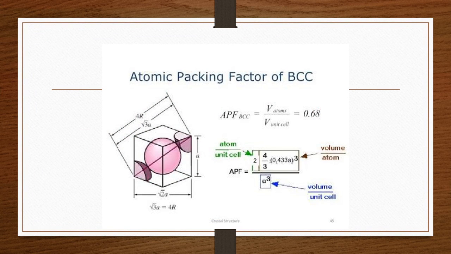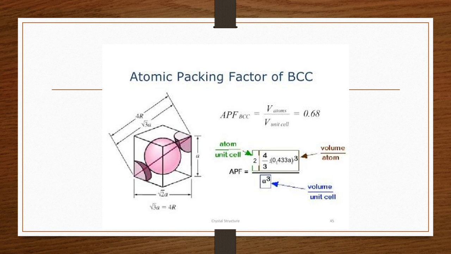Now we are going to discuss the atomic packing factor of BCC structure. Atomic packing factor is defined as the ratio of volume occupied by the number of atoms to the total volume of the unit cell. Volume occupied by total number of atoms per unit cell is the number of atoms into the volume of one atom. Here the number of atoms is equal to 2, and the volume of one atom is equal to 4 by 3 pi r cube.